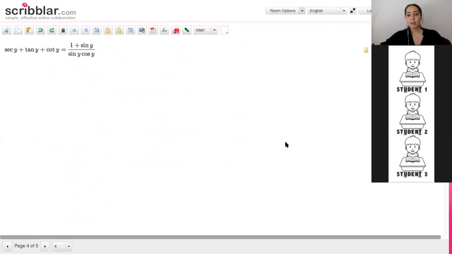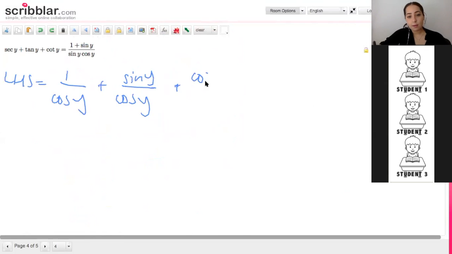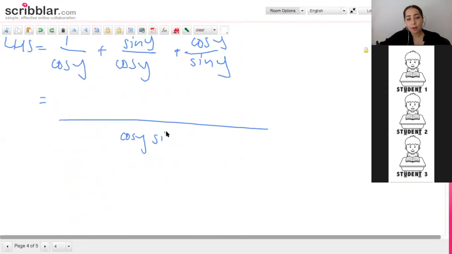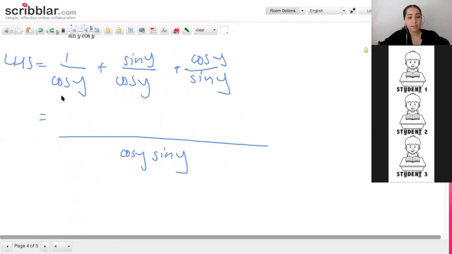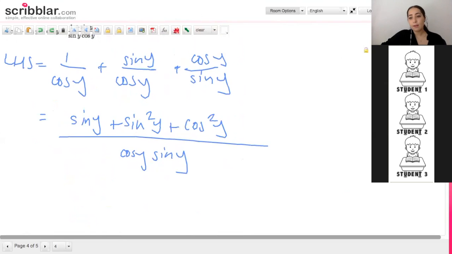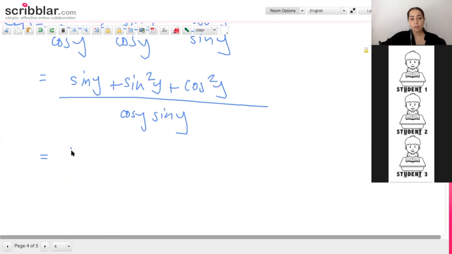Awesome. Just for the sake of it, I'm going to go through the solution again. So everyone got it? Brendan, did you get it? Yeah. So left-hand side: 1 over cos y plus sine y over cos y plus cos y over sine y. Then common denominator, cos y sine y. So I multiply this one by sine y, this one also by sine y to get sine squared y, and this by cos y to get cos squared y. Then cos squared y plus sine squared y equals 1. So it simplifies to sine y plus 1 over cos y sine y, which equals the RHS.